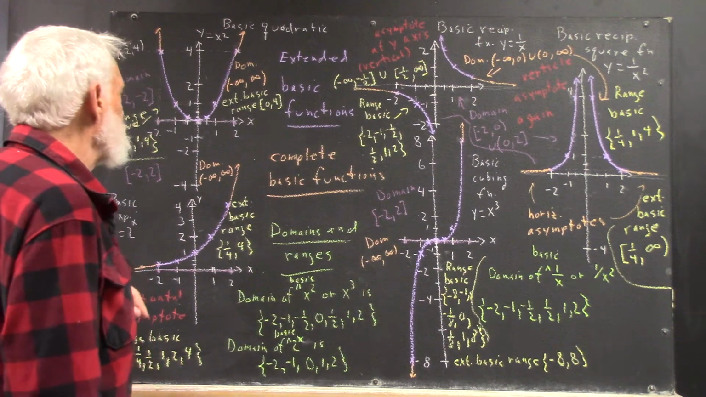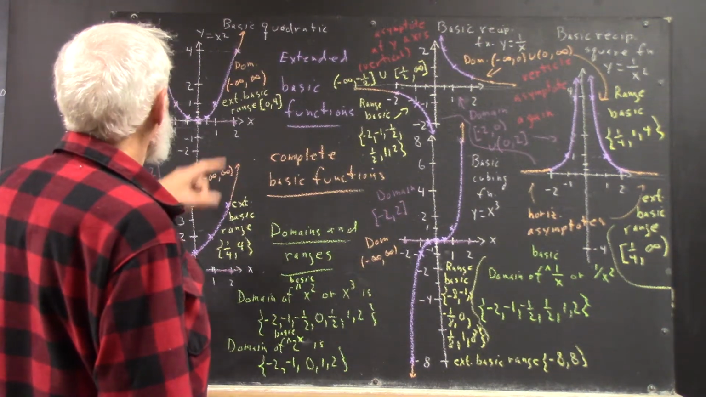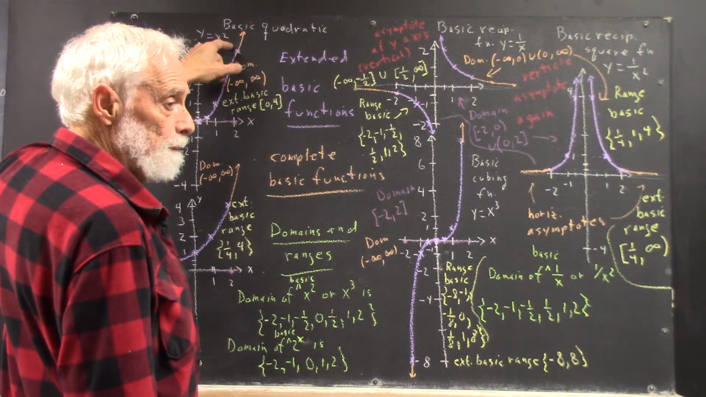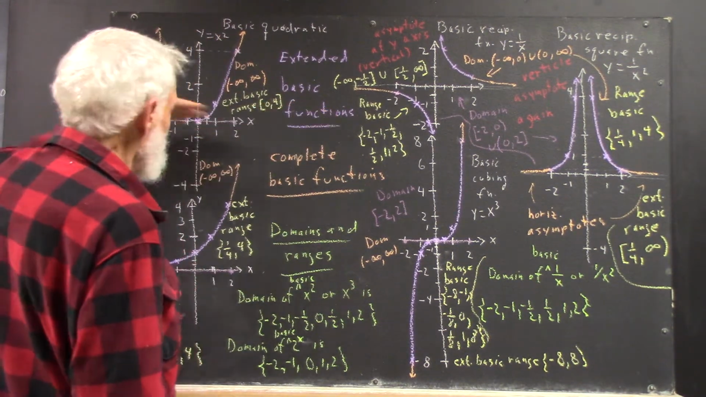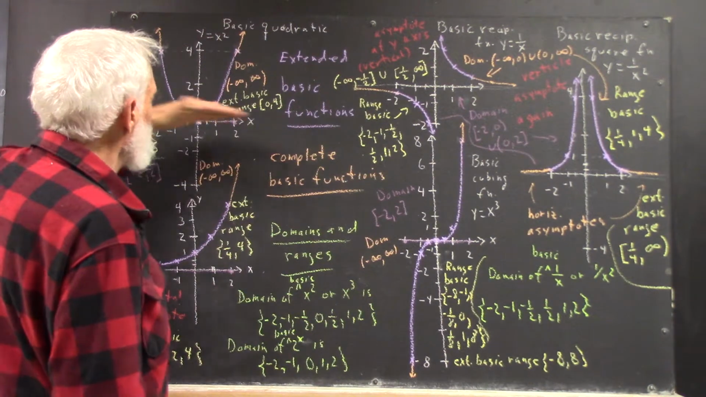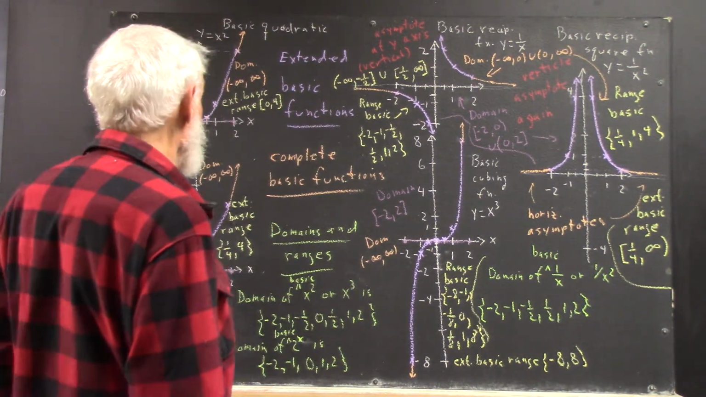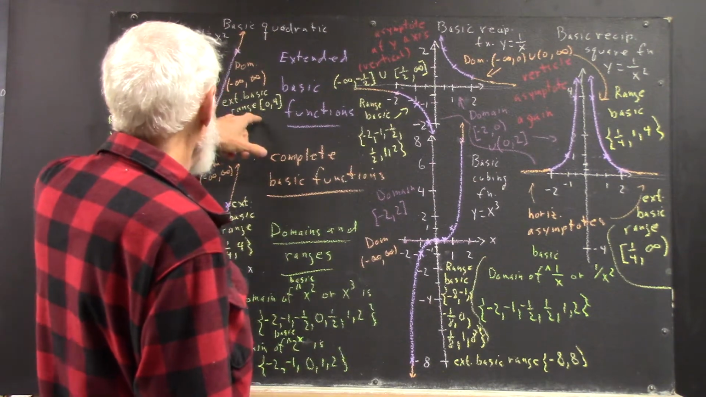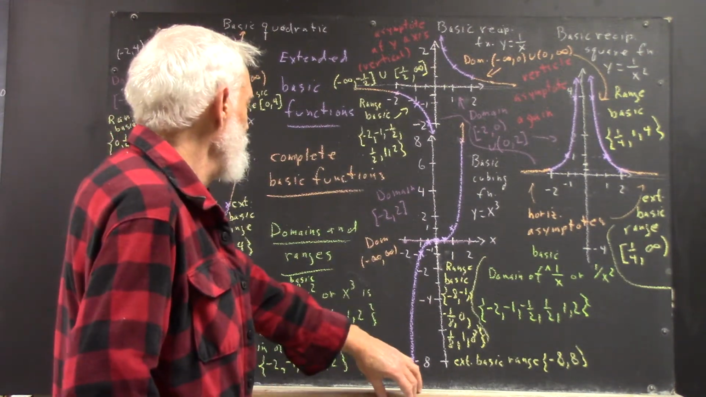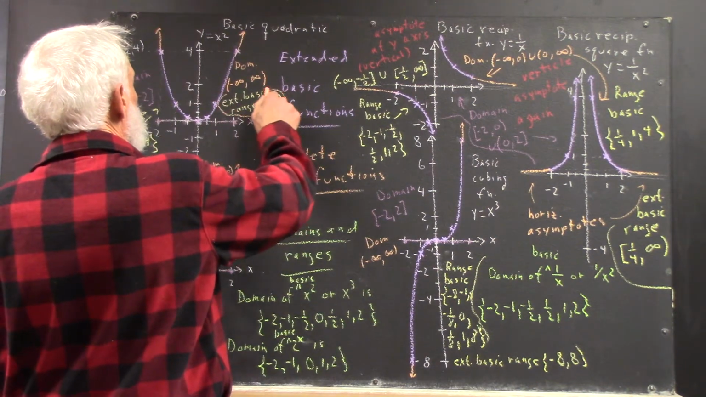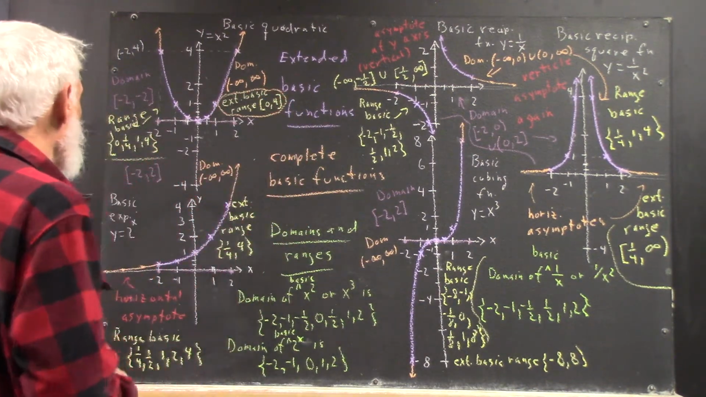If you do the extended basic function, its domain is -∞ to infinity, as we saw. Any number from -∞ to infinity in the x-axis is in the domain of the x squared function. And its range is from 0 to 4. And I had these kind of color-coded. I didn't use the right color in this one.